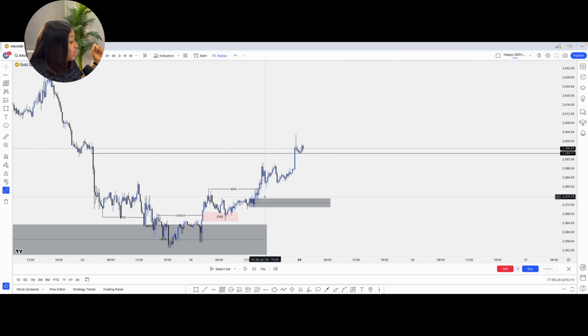Now, following our strategy, everything is intact apart from imbalance. Imbalance is not here. So whenever all my confluences are not intact, that is not an A plus setup for me. So even if I want to take it, I'll still reduce risk.